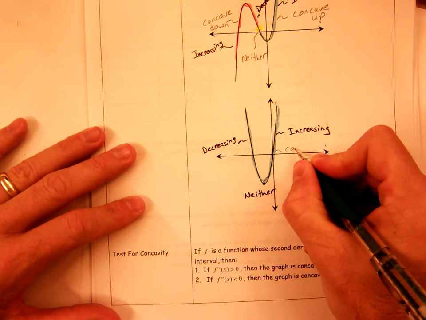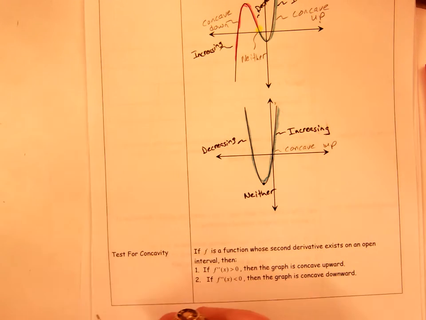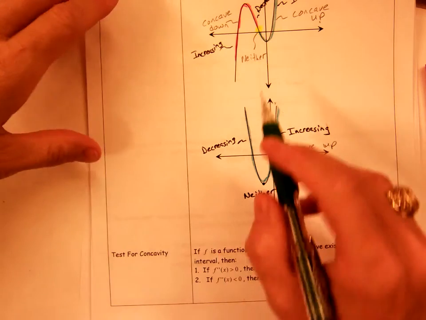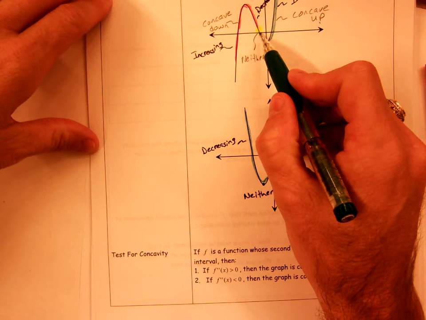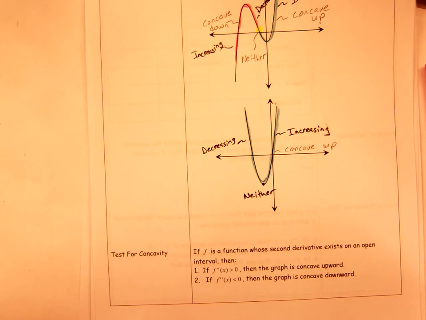The way I look at this is if it were a cup, or if there were water in this curve, would it hold water or not? For example, this would not hold water, concave down. This would hold water, it's concave up. This whole thing would hold water, concave up. That's just the way I would look at it if I were looking at a graph.